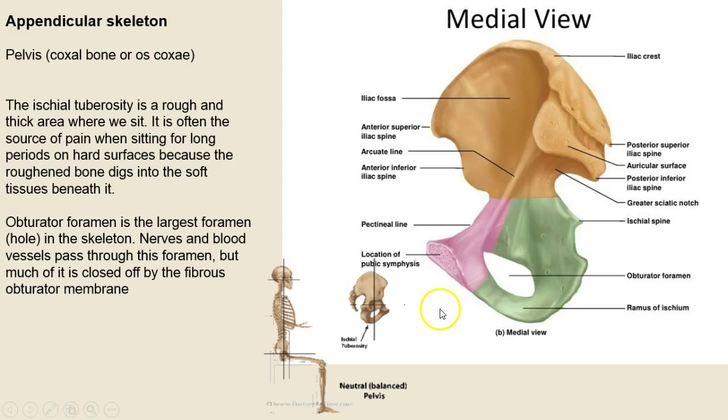Ischial tuberosity, rough, where we sit, and so that's why sometimes, I'll put this image here, if we sit too long, the roughened area is going to dig into the connective tissues in the gluteal area. Largest foramen, the obturator foramen. Even though it's large, there's an obturator membrane that covers most of it, except where some nerves and blood vessels pass through.